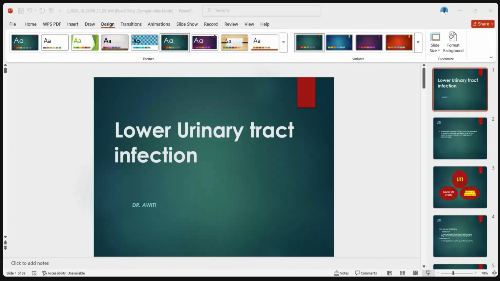About 50% of women will have a UTI during their lifetime. It can be recurrent, or just once in a lifetime.